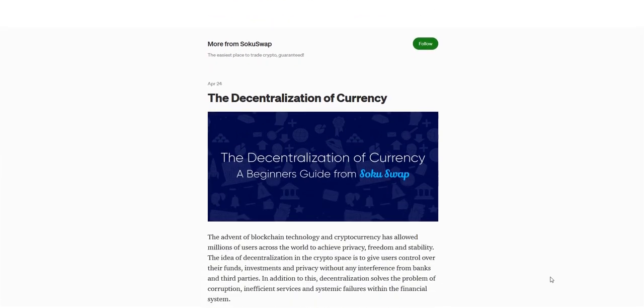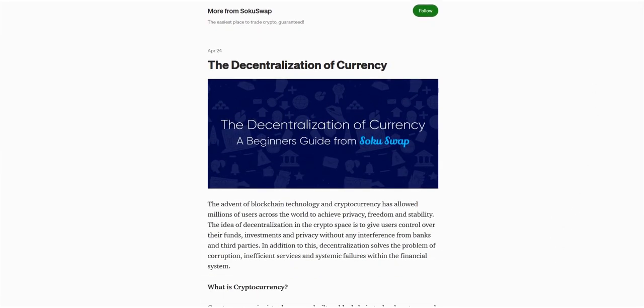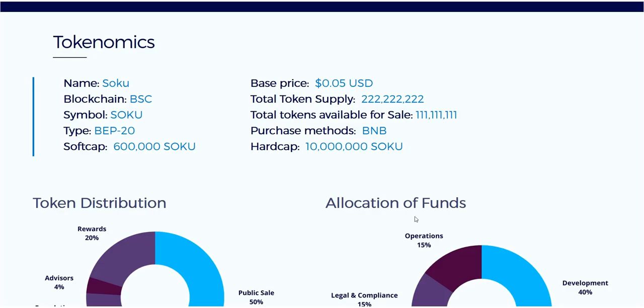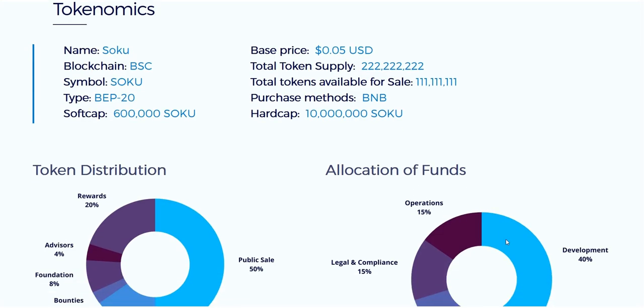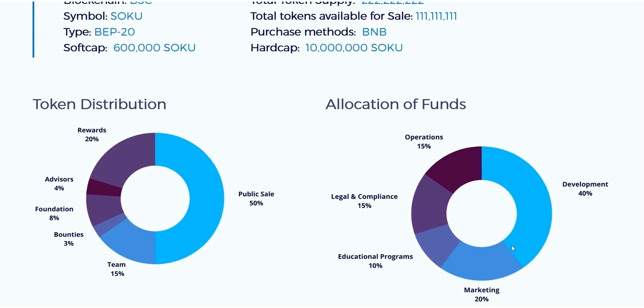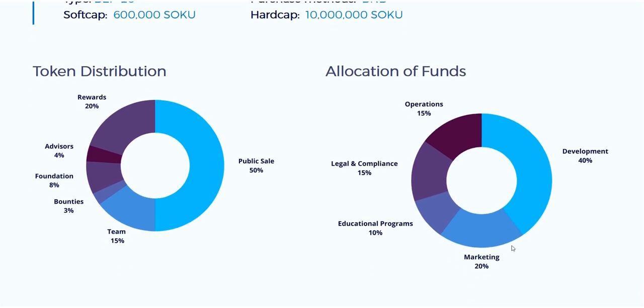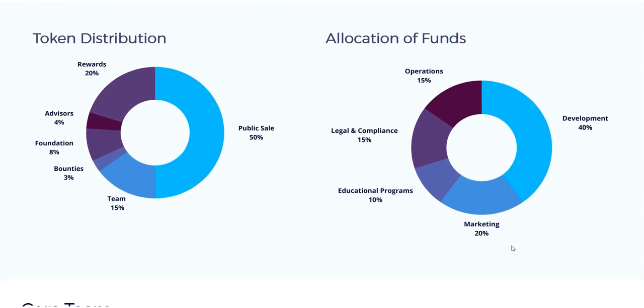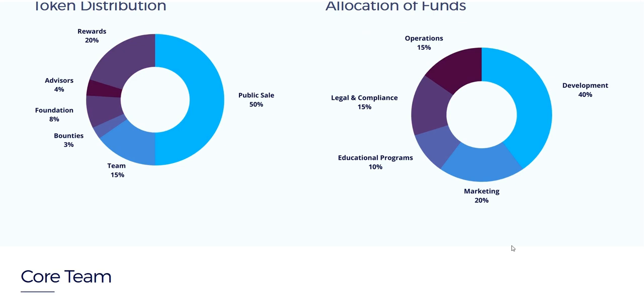Let's talk about the tokenomics of SokuSwap. Total supply of the token is 222.2 million and total tokens available for sale is 111.1 million. Total soft cap is 100k Soku and hard cap is also 100k Soku. This token is distributed in 6 categories.